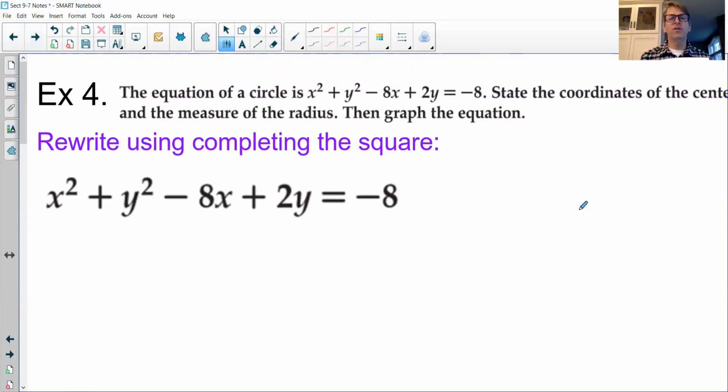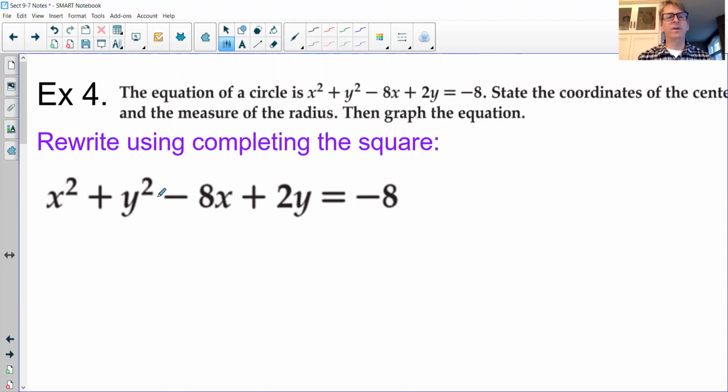The equation of a circle is x squared plus y squared minus 8x plus 2y is equal to negative 8. State the coordinates of the center and the measure of the radius, then graph the equation. Okay? Okay, so let's rewrite this.